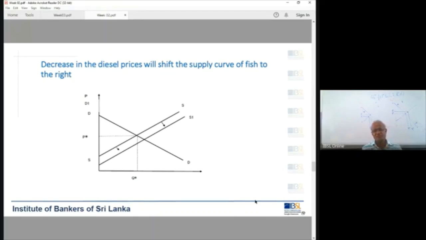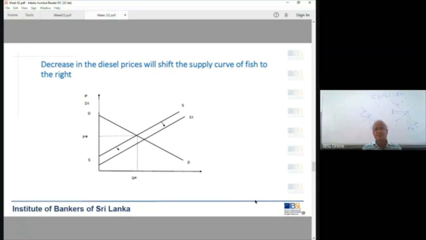If the price of a factor of production, the price of diesel, decreases, what will happen? The fisherman thinks, okay, diesel is cheap. Now we can stay more days in the sea and catch more fish. Understand the argument? Earlier, the diesel price was 125 per liter. The fishermen go out in the boats to fish and they stay about 2 weeks.